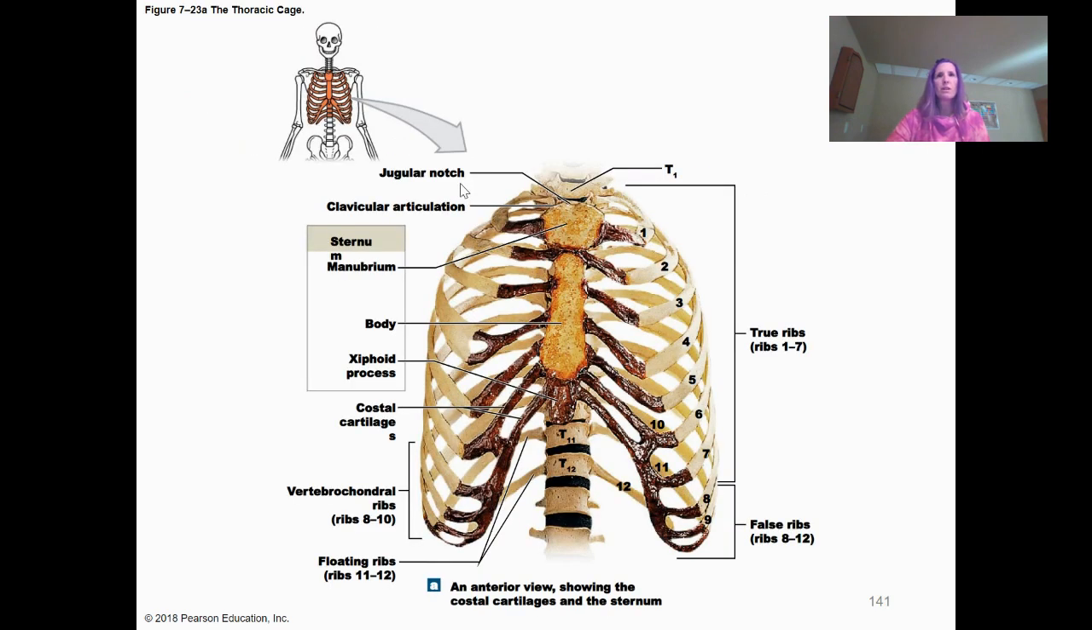So let's take a look. Here's 1 through 7. As you can see, true ribs, and you can see that they are connected to the sternum, vertebrosternal, by that cartilage, 1 through 7. Those are your true ribs.